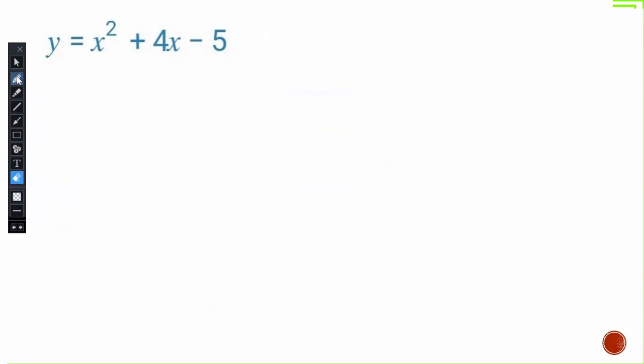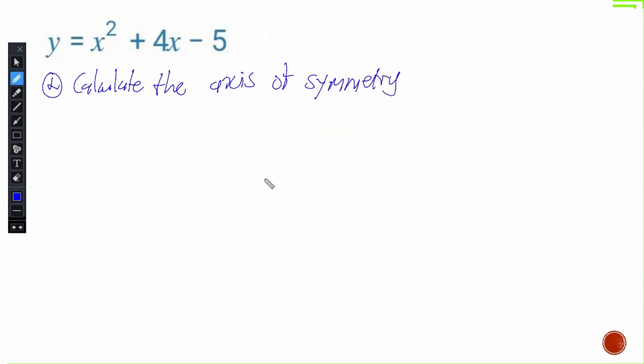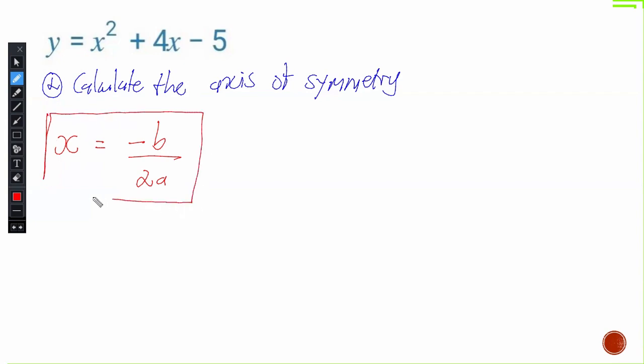Number 2, what they can ask you to calculate is the axis of symmetry. Note this. If the question ever asks you to calculate the axis of symmetry, you need to understand what the axis of symmetry is and the formula that we use. There's a special formula that we use to calculate the axis of symmetry. It is written as x is equal to -b over 2a. In grade 12, you'll be given this formula. Yes, I think it's there in the formula sheet, but it's best that you know and memorize this formula.